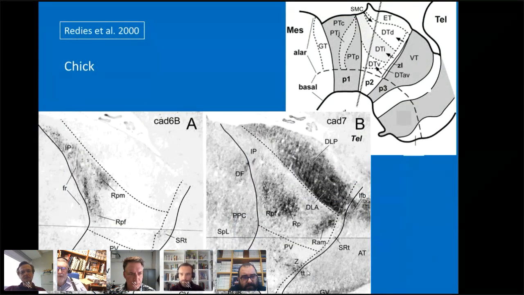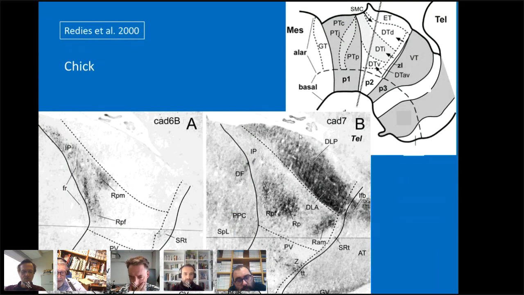If you jump to the chicken, I did a paper with Redies in the year 2000, where we were mapping the different cadherins. Here you see cadherin 7 or cadherin 6B. And you can see the pretectum, the thalamus, and the prethalamus, and how we have the habenula or epithalamus, and then the dorsal tier, intermediate tier, and ventral tier. And these are the patterns we observe.